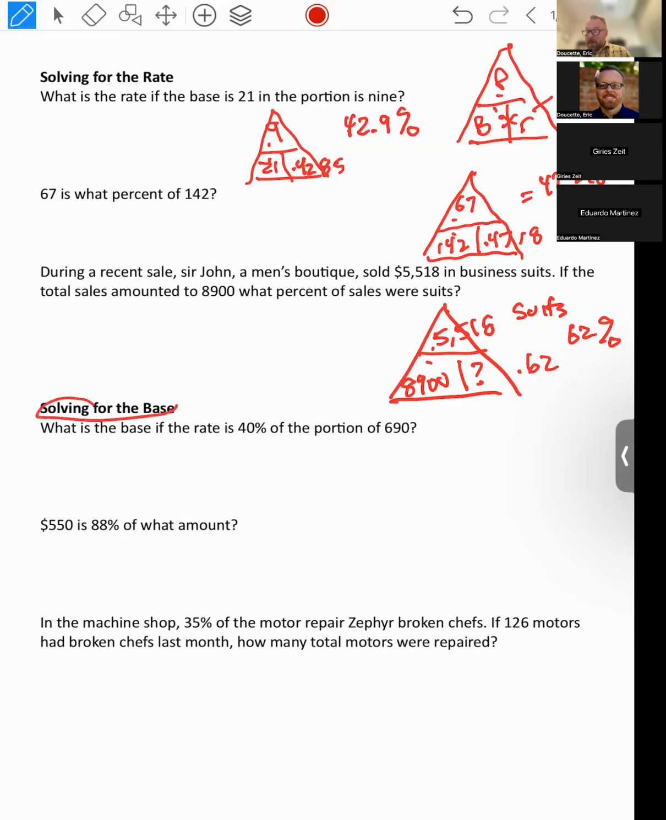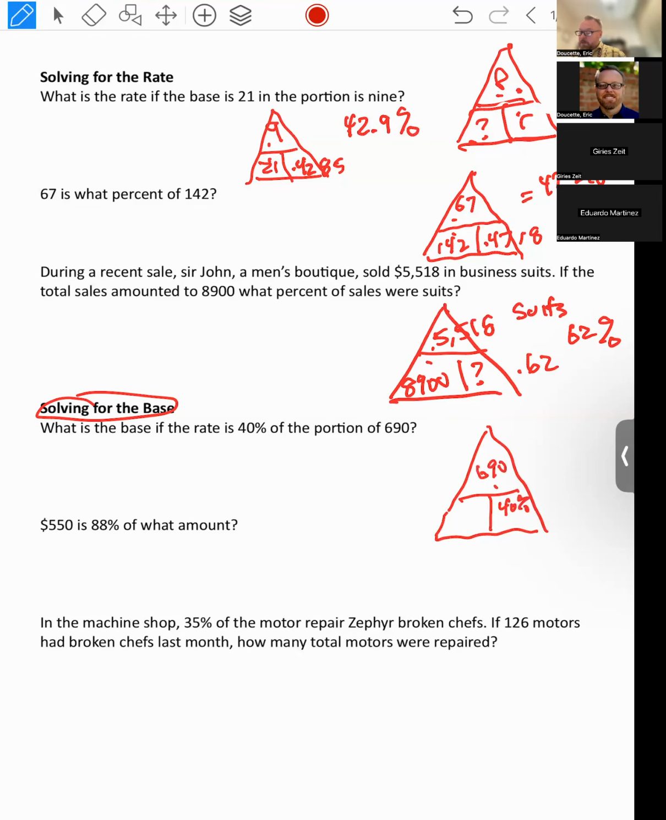Then we're going to solve for base. And again, we're using the same formula. So now we don't know what base is, so let me erase that. We're going to change it around a little bit. We're going to solve for base, but we do know the rate. So we're just simply going to divide the portion by the rate. So what is the base if the rate is 40% and the portion is 690? So we know this is 40% and this is 690.